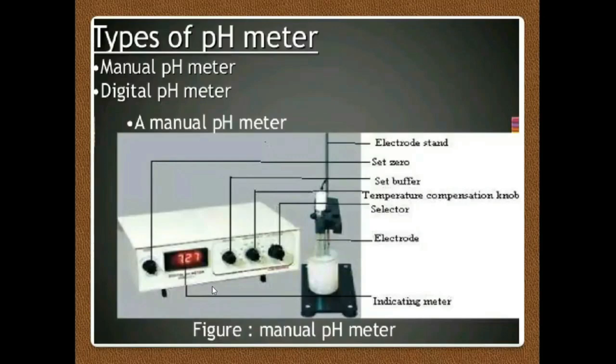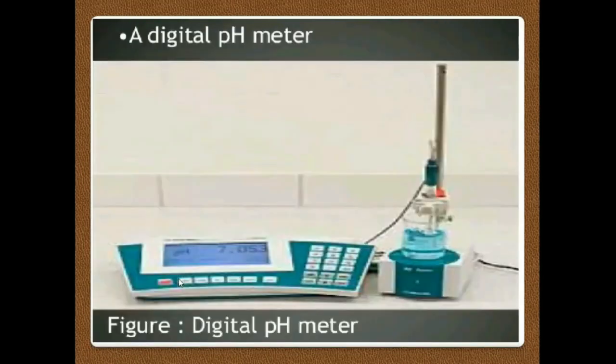Types of pH meter. Two types of meter: manual pH meter and digital pH meter. This is a manual pH meter. You have the electrode stand here, set zero is done here manually, set buffer is here, temperature compensation knob is here, then the selector is here, the electrode is here, then the indicating meter is here. This indicating meter is the monitor. Next one is a digital pH meter, where the values come up digitally.